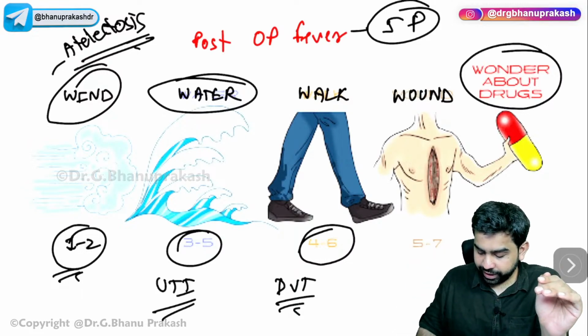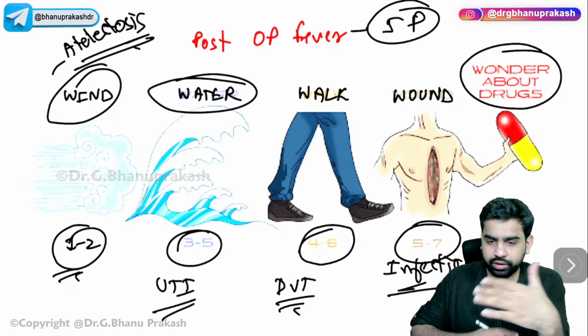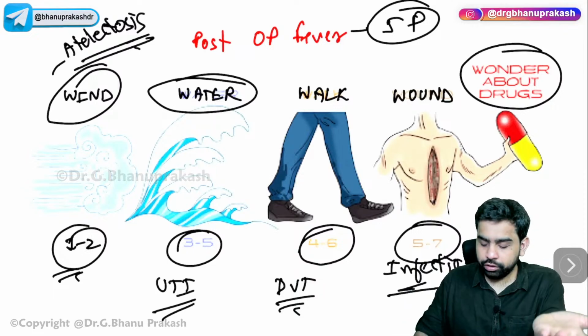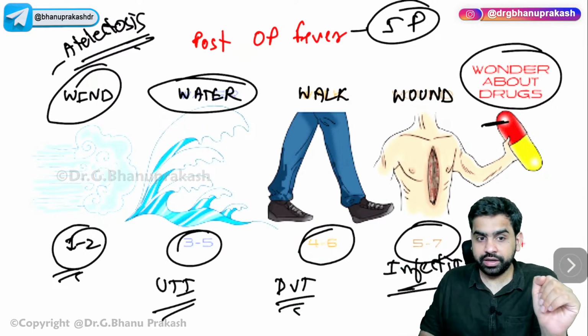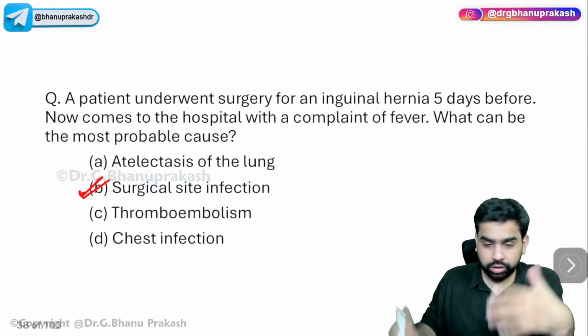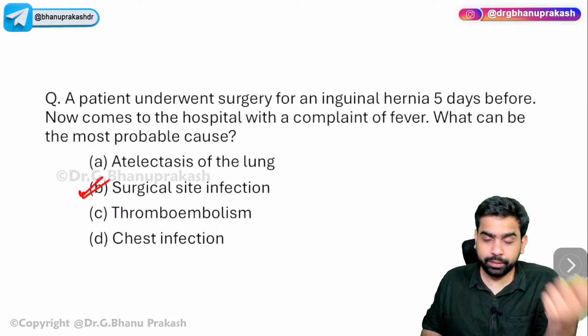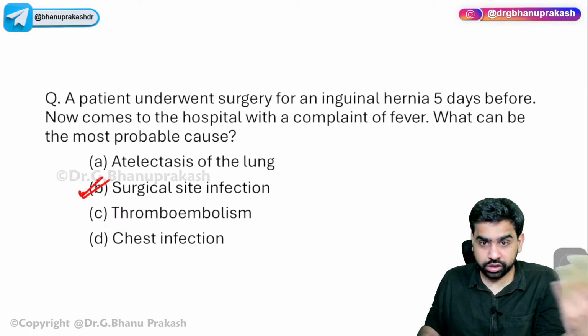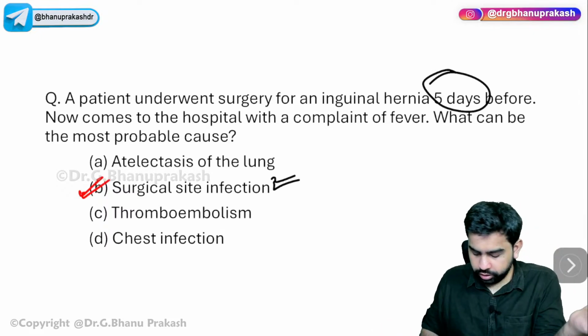Then we have done the surgery, so what can happen? Wound infection can happen, and this usually presents in around 5 to 7 days. And if you have ruled out everything, then you have to look for any medications which are causing the increase in temperature in this patient. In this particular question, it is very simple. After the hernia surgery, obviously the patients will not be immobilized, and this is around 5 days. So definitely the answer over here is a surgical site infection.